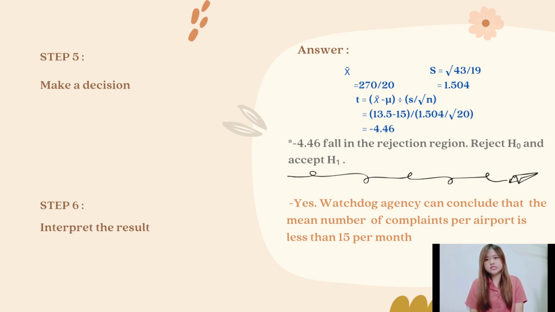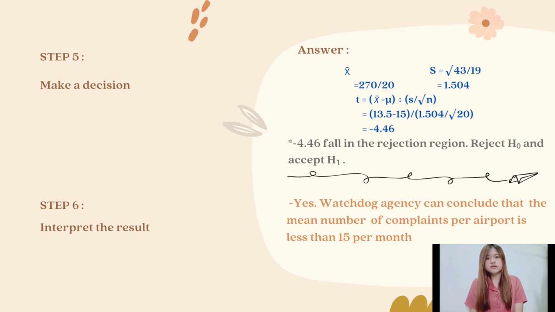and making a decision to reject or not to reject the null hypothesis. In question 1, the test statistic t is computed to be negative 4.46. The null hypothesis is rejected at the 0.05 level of significance. The decision to reject the null hypothesis was made because negative 4.46 lies in the region of rejection.